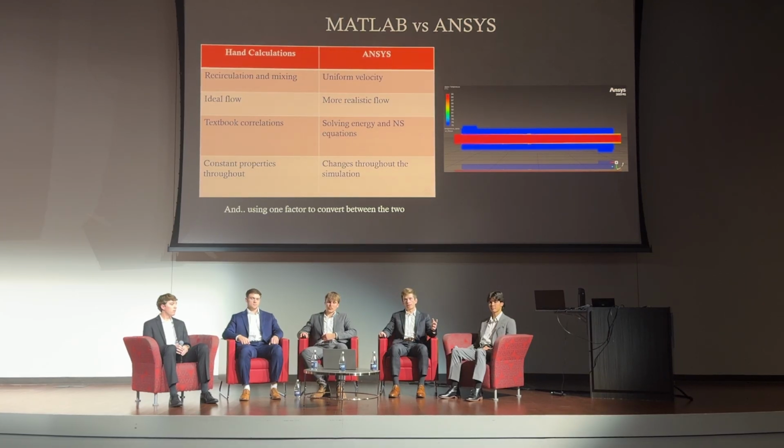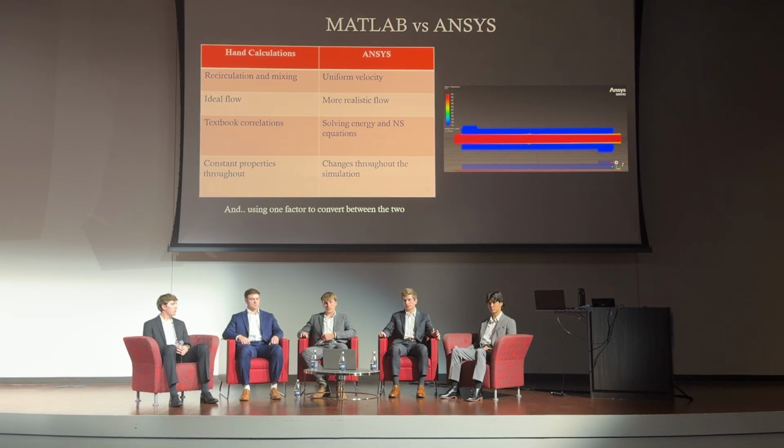So going back to those numbers that we had before, there were some discrepancies that we saw. Some reasons for that were the hand calculation assumes a uniform velocity, and it does not account for recirculation and mixing that the ANSYS does. The hand calculation also assumes that there is ideal flow, which the ANSYS is able to calculate a more realistic flow, which is why it takes so much time and computational energy.